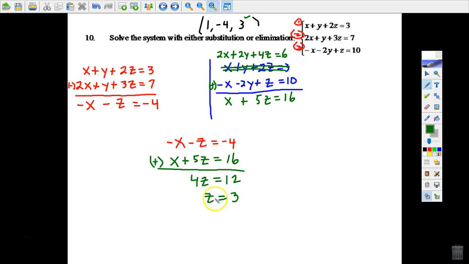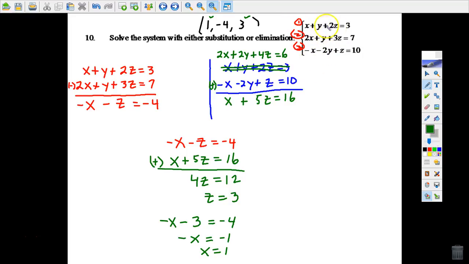Okay, now use that value of z and find x in either one of these equations. So let's just go with the top. Negative x minus 3 is negative 4. Add 3 to both sides. We got x is 1. Well, that checks. Okay, now you can go all the way back to the beginning.